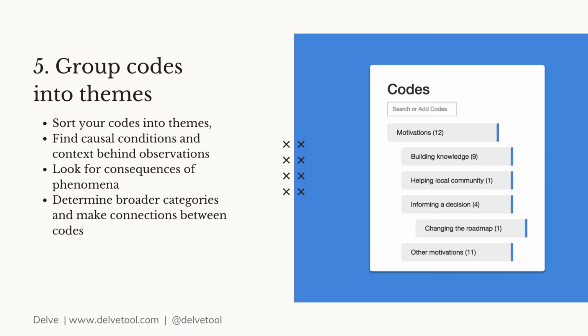Ways that you can do that are to find causal conditions and more context between different observations. You can look for consequences of phenomena, and then you can also determine broader categories and make different connections between codes. So let's go back into our research project so I can show you how you can do this using Delve.